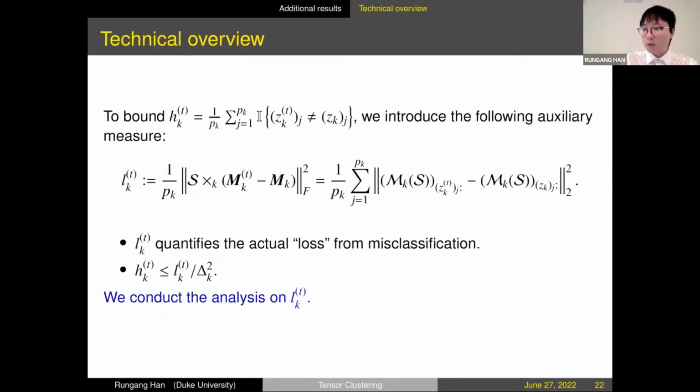And because I think I still have maybe three minutes, I can briefly review some technical contributions of this work. So basically, in our analysis, although we want to bound the misclassification rate, it's in general technically difficult to deal with, as it involves this indicator function. So we introduce the following auxiliary measure, which quantifies the actual loss from the misclassification, and we can establish the equivalence between this H_K and the L_K. And all our analysis is performed on this L_K.